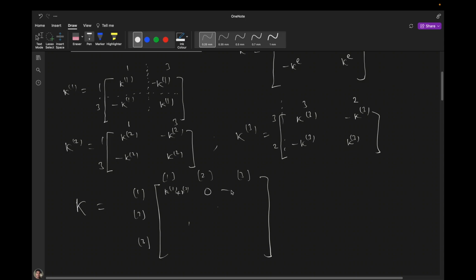Similarly for 3 I have to write minus k1 minus k2. Okay, for row number 2, 0. Here it will be k3, here it will be minus k3. Okay, and here it will be minus k1 minus k2, and here it will be minus k3, and here, I have to extend this, otherwise, here I have to write k1 plus k2 plus k3. So here you can see that I have written the global stiffness matrix.